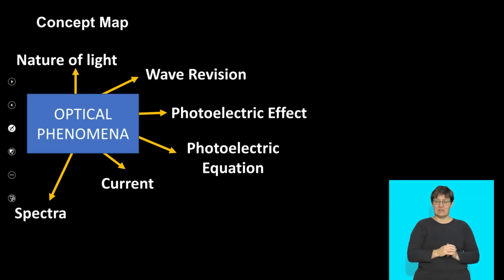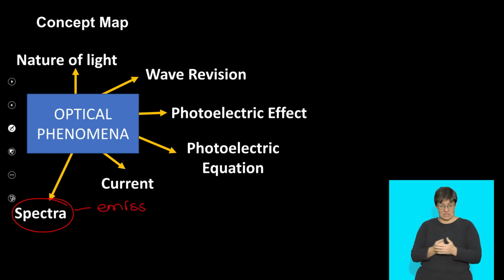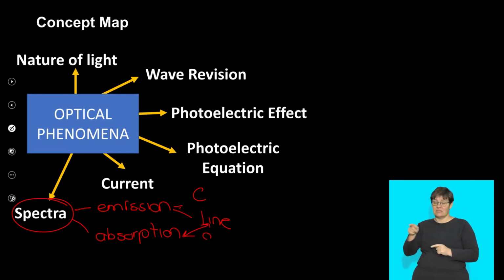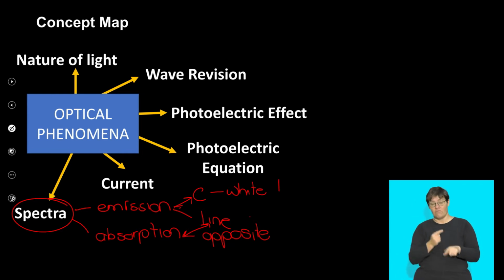Looking at the spectra again, we've got the emission, which of course can be continuous or a line spectrum, and then we have absorption, which is only a line one, and this line one and that one are the opposite of each other. Okay, and they are unique to each element, and we only get a continuous from pure white light.